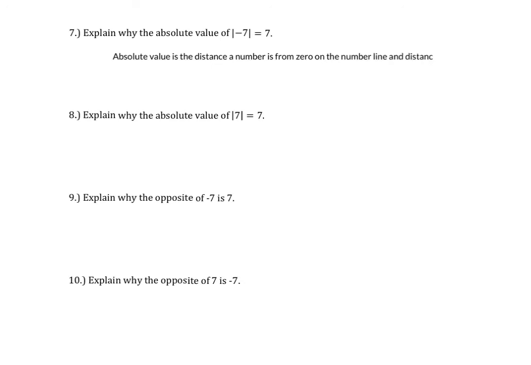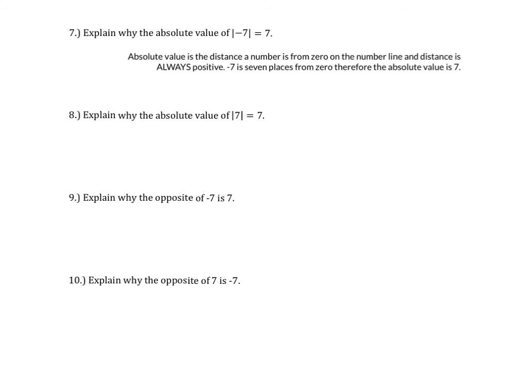and distance is always positive. Negative 7 is 7 places from 0. Therefore, the absolute value is positive 7. Again, you don't need to have that exactly word for word, but you need to identify that we're talking about the distance something is from 0 and that distance is always positive.